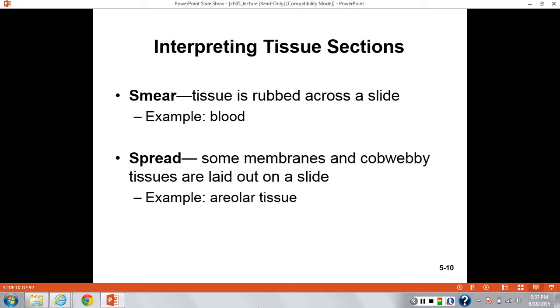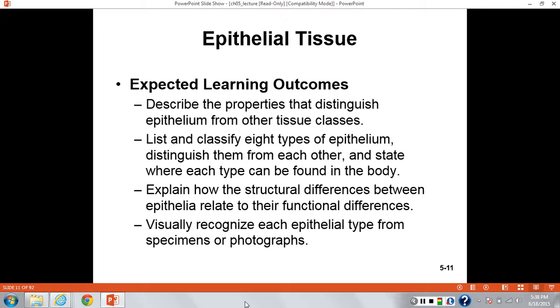A smear, again, is when you rub tissue on a slide. You can let it air dry, or you can heat fix it, then you can stain it. You can also spray it so some of the membranes are laid out to get a better view of the cells. And in class tonight, we're going to look at some cross sections.